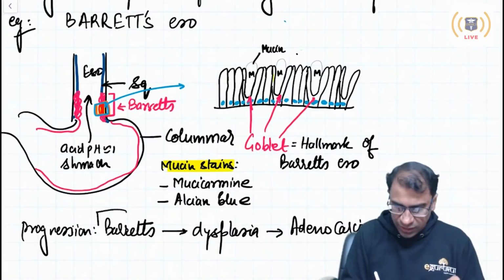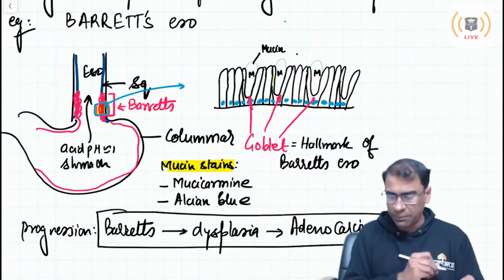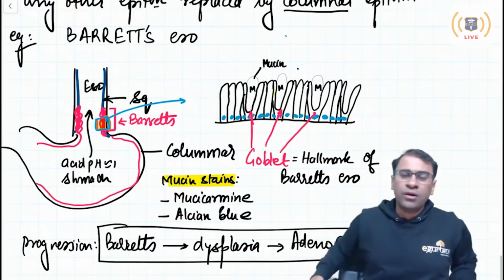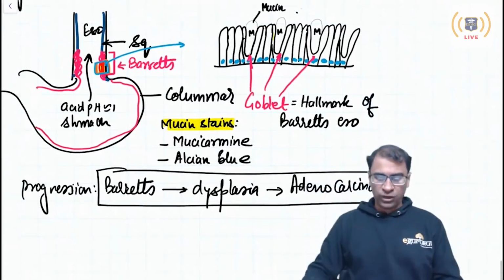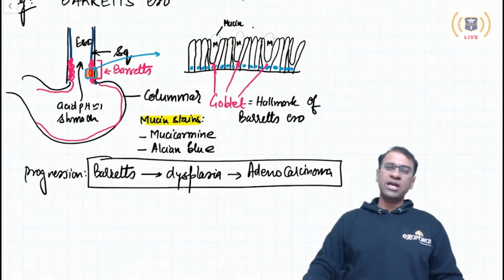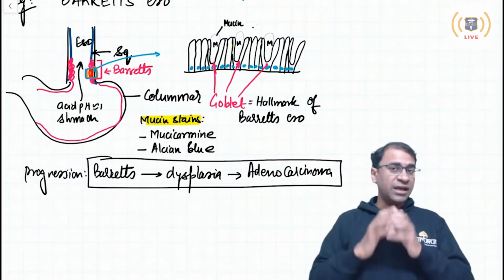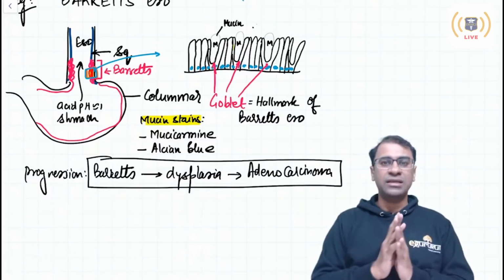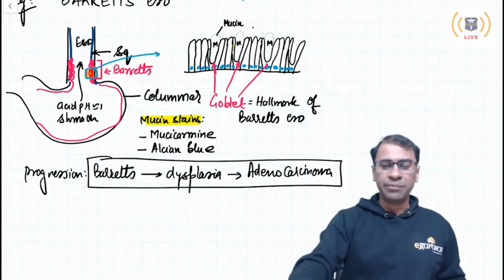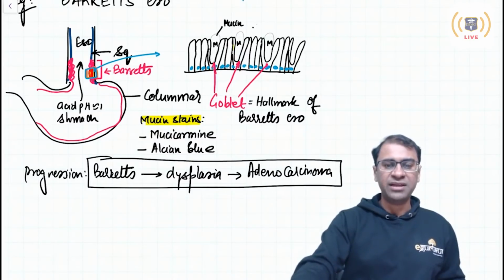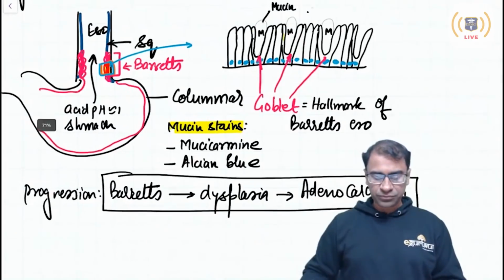Now, this progression is very, very important. It has been asked multiple times, what is the progression there? A Barrett can go to dysplasia, and dysplasia can very easily go into adenocarcinoma. So that means, is Barrett pre-malignant? Yes, Barrett definitely is a pre-malignant condition.